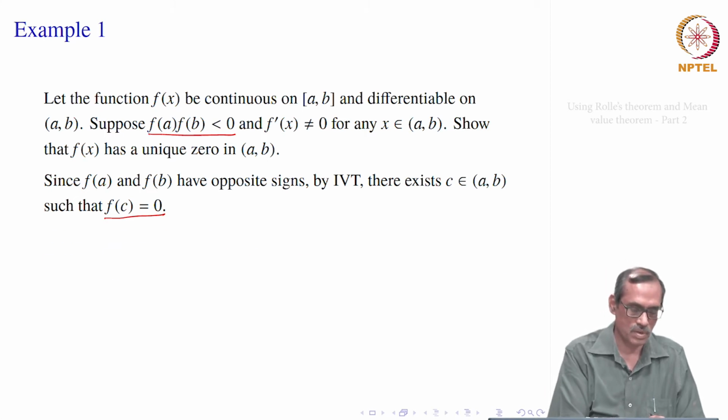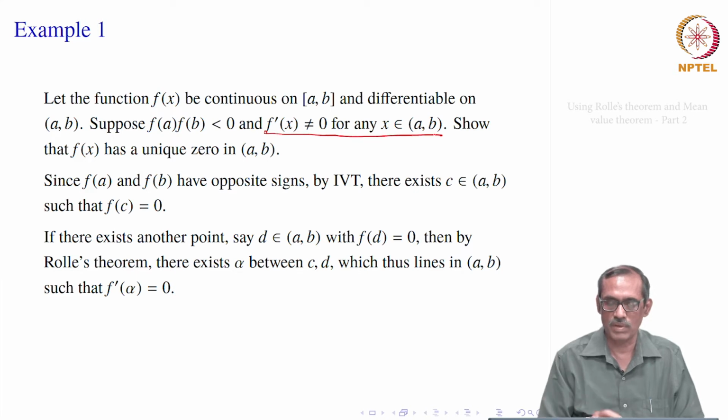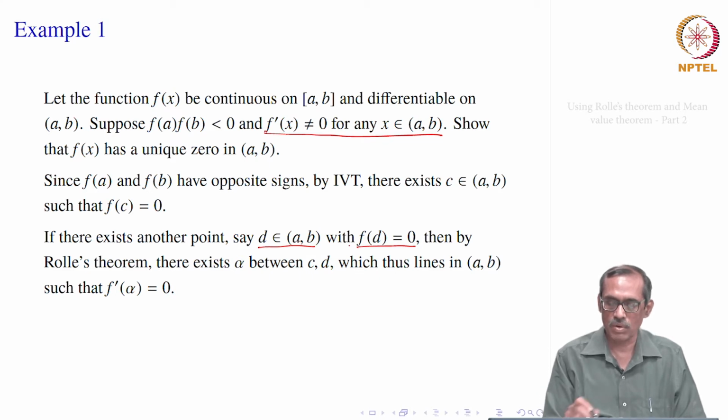Now, you must show also uniqueness. Here f'(x) not equal to 0 will be helpful, and using the mean value theorem or Rolle's theorem, maybe Rolle's theorem is easier. Okay. So, suppose there exists another point, say d in [a, b], with f(d) equal to 0. Say c and d are two different numbers, maybe c is less than d or d is less than c. Now, it satisfies the setting of Rolle's theorem, f(c) equal to f(d) equal to 0.